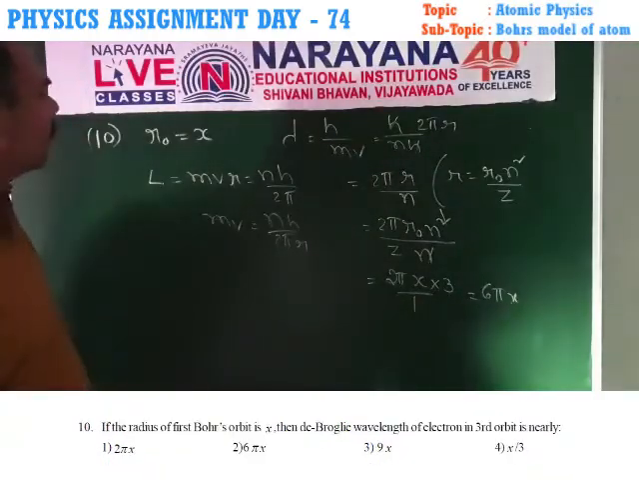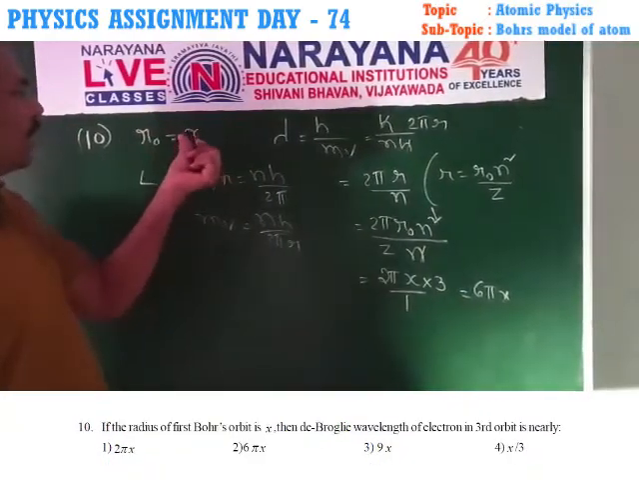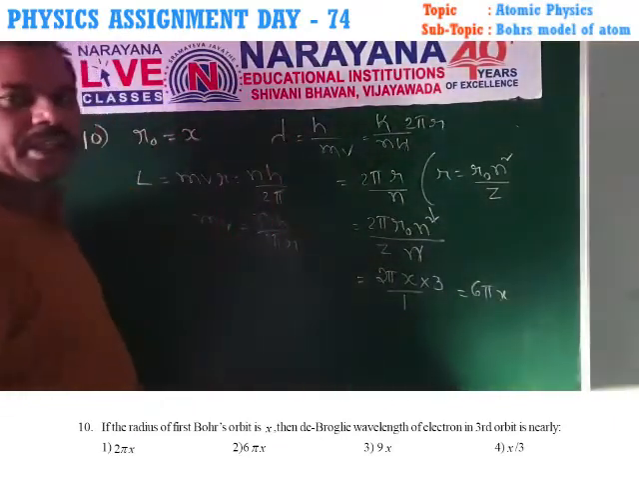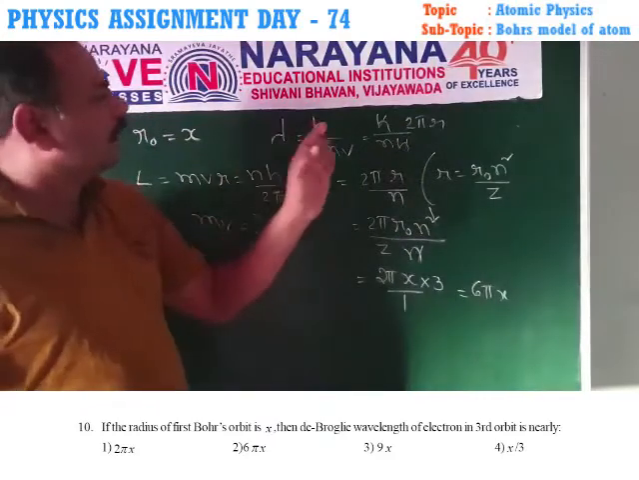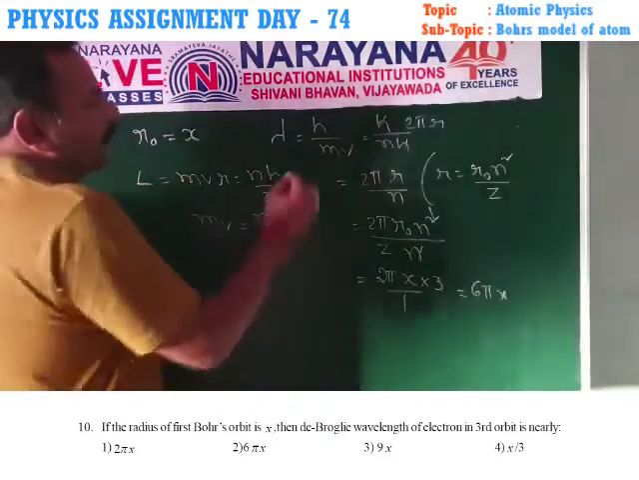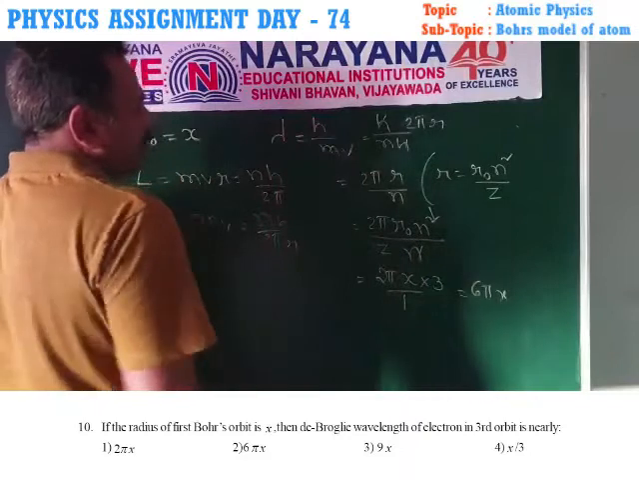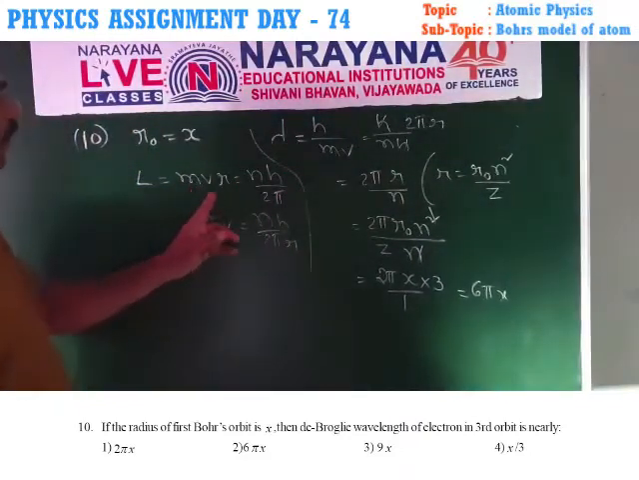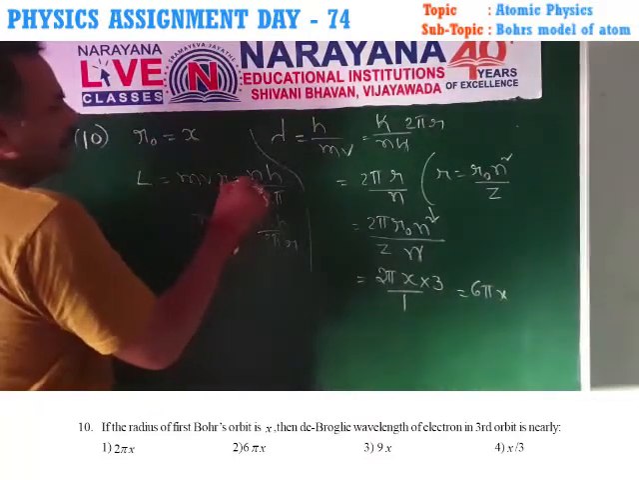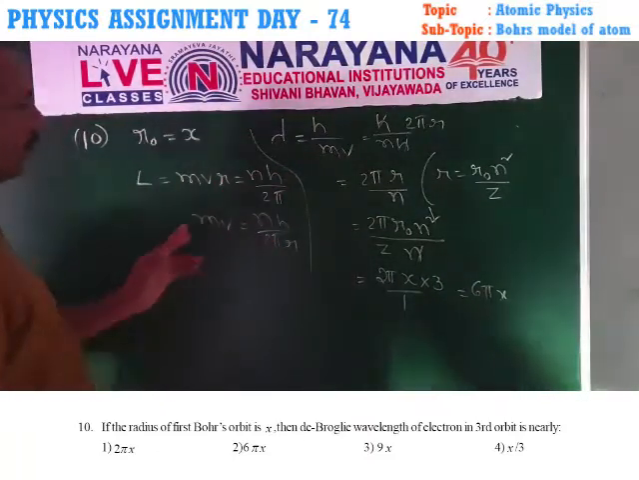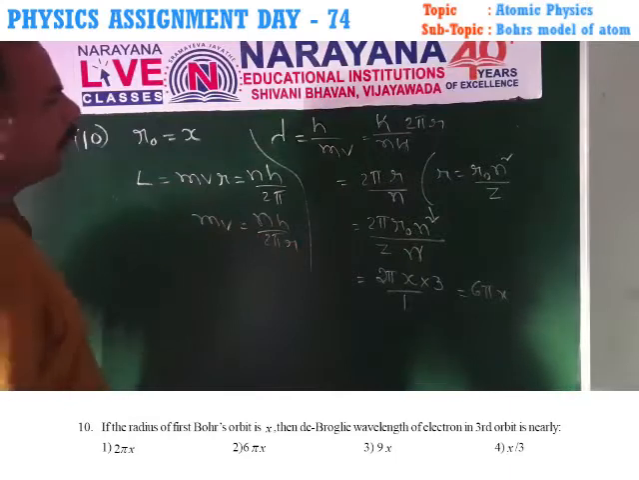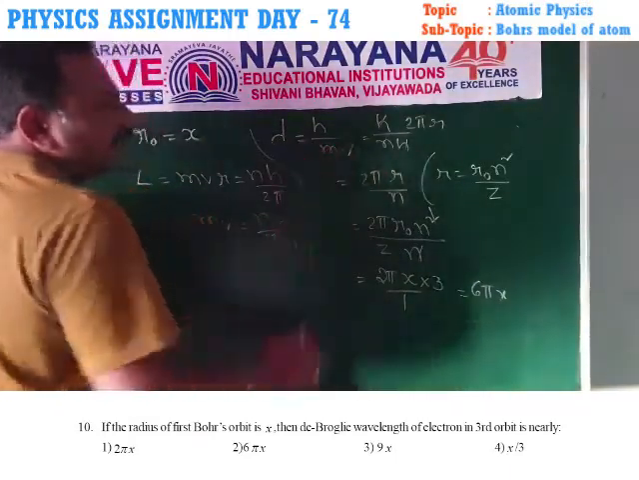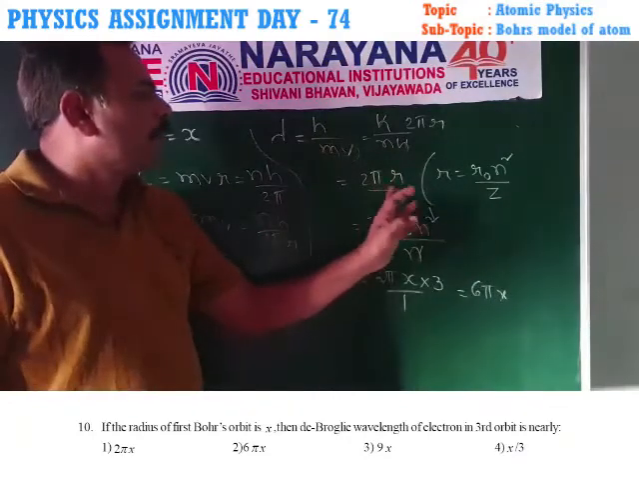Okay, in the 10th sum, radius of Bohr orbit is given as x. But we have to find the de Broglie wavelength lambda for third orbit. So you know lambda is equal to h by mv. But in a third orbit, angular momentum L is equal to mvr, which is equal to n into h by 2 pi. So mv is equal to n into h by 2 pi r. So substitute mv value here. So we get 2 pi r by n.